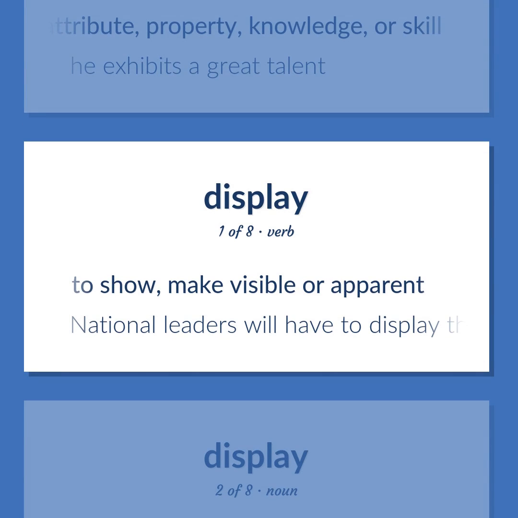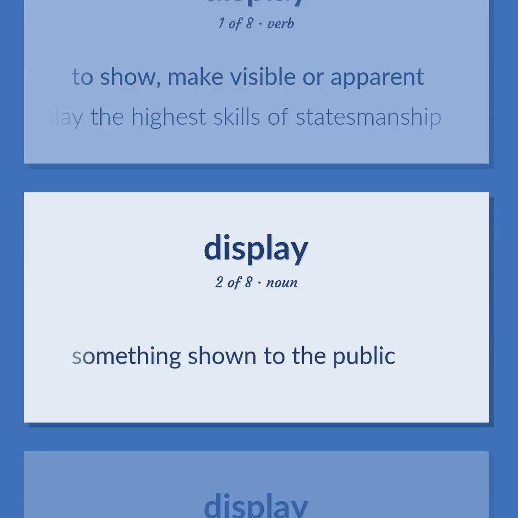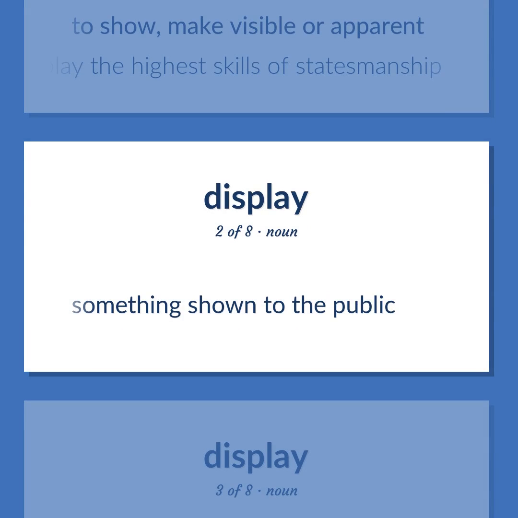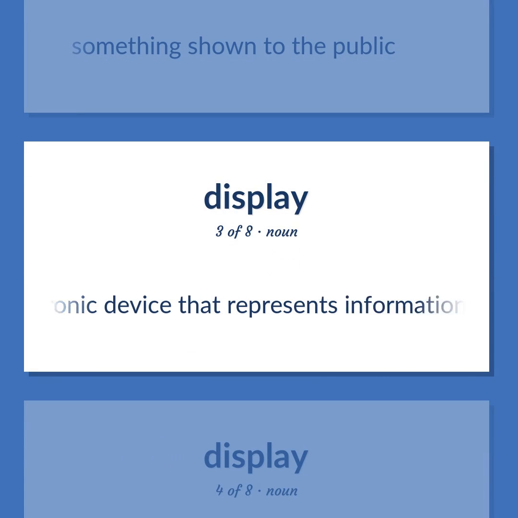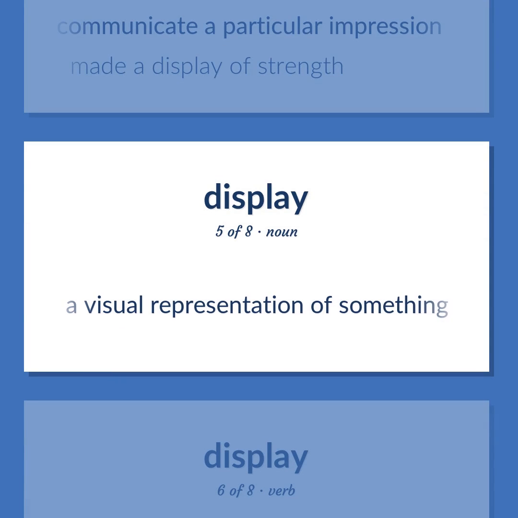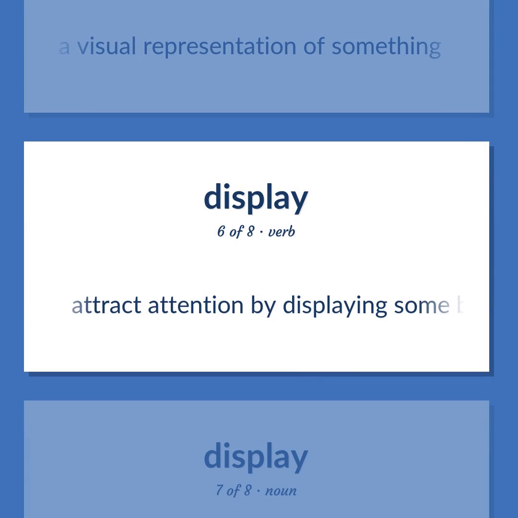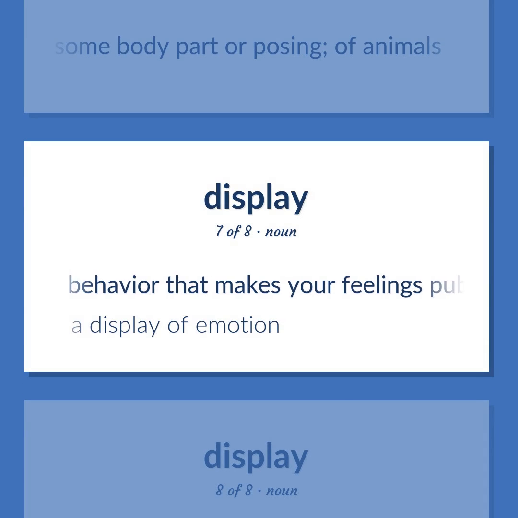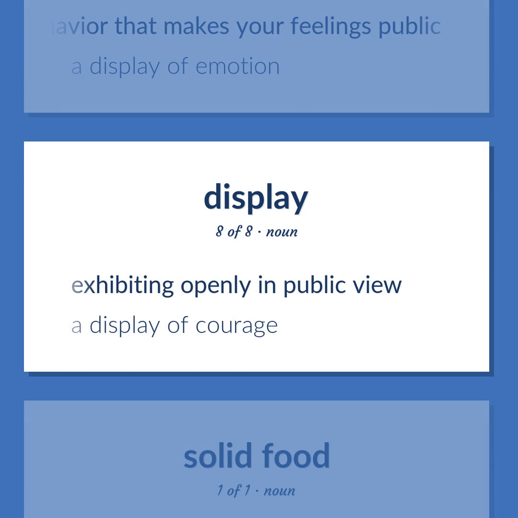To show, make visible or apparent. National leaders will have to display the highest skills of statesmanship. Something shown to the public. An electronic device that represents information in visual form. Something intended to communicate a particular impression. Made a display of strength. A visual representation of something. Attract attention by displaying some body part or posing, of animals. Behavior that makes your feelings public. A display of emotion. Exhibiting openly in public view. A display of courage.